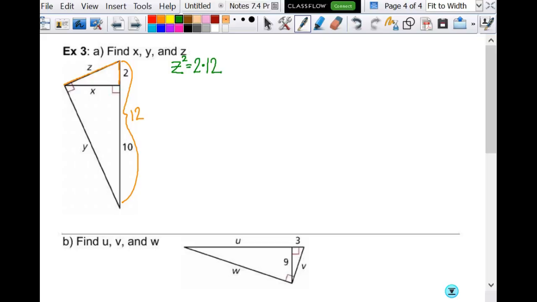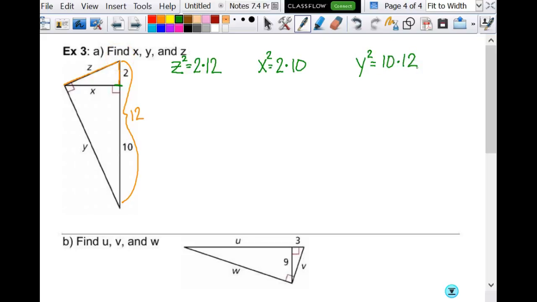I'm not doing anything, even if I'm capable. Then I'm going to do the altitude. The altitude squared is equal to the two pieces multiplied together. So I know then that x squared is equal to 2 times 10. And I'm not working anything out yet. I'm doing them horizontally just like this so that I can get everything down, because sometimes you can't just work each one out separately. Then I have the other leg, so that's another leg squared. Leg squared equals the piece that's attached to it times the whole thing. So this time it is 10 times 12.